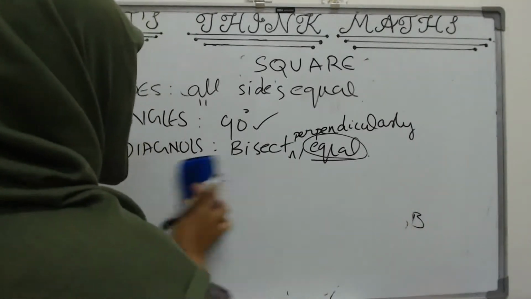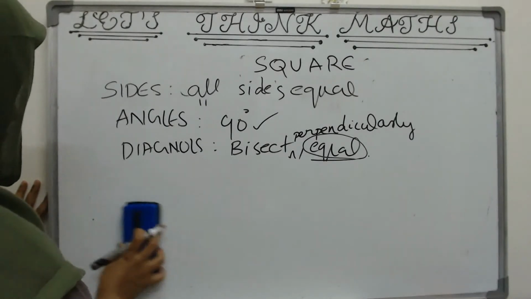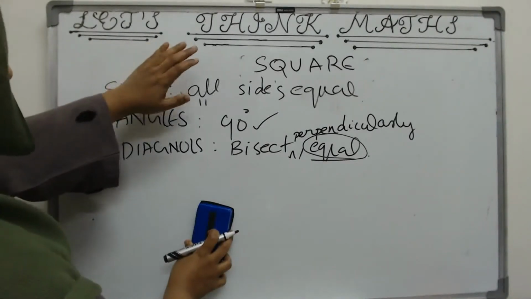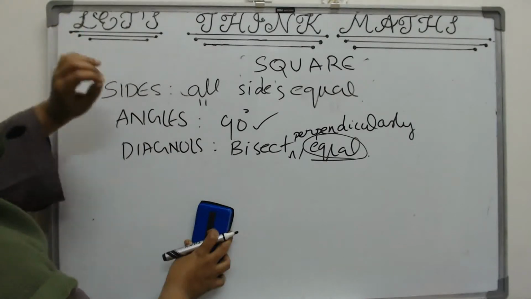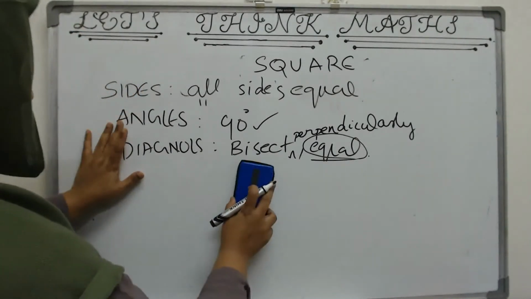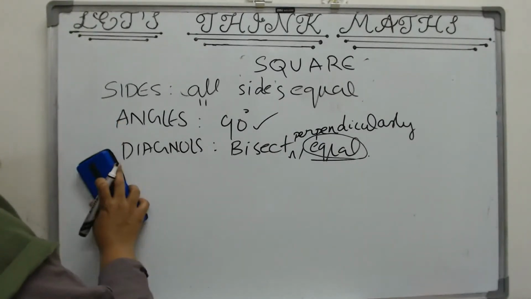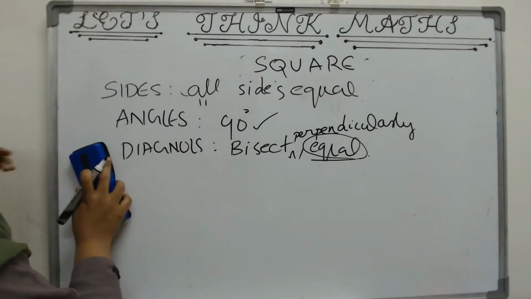So how will you define a square? Square is any quadrilateral whose all sides are equal and whose all angles are equal and whose diagonals bisect each other perpendicularly and are equal. So this brings us to rhombus.